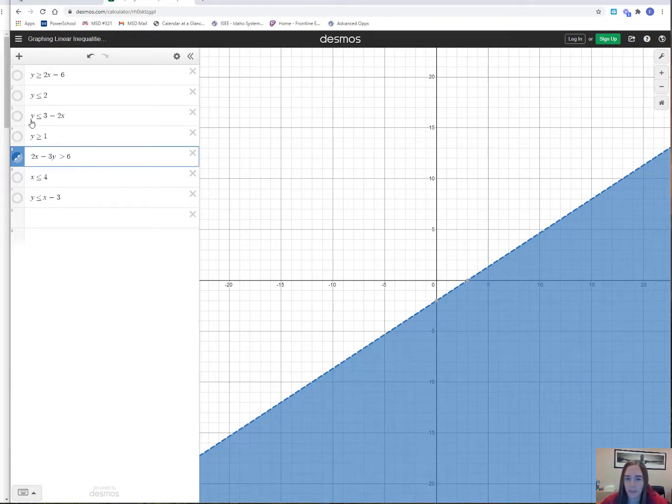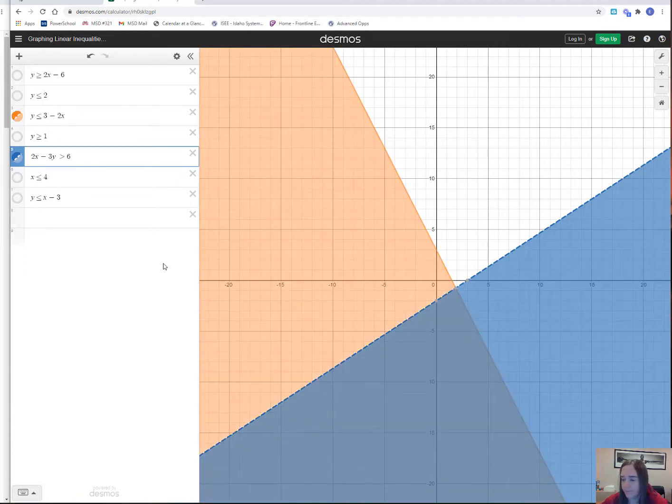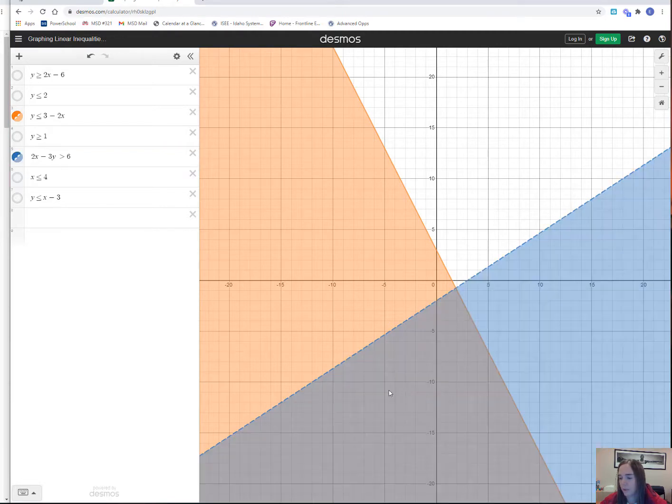But we could take any other lines, like if I take this one, you can see we graph that line. That one does have a solid line because it's an or equal to, and your solution is right here where the two lines cross. Okay, I hope this helps, and I hope you guys are able to figure out these inequalities.